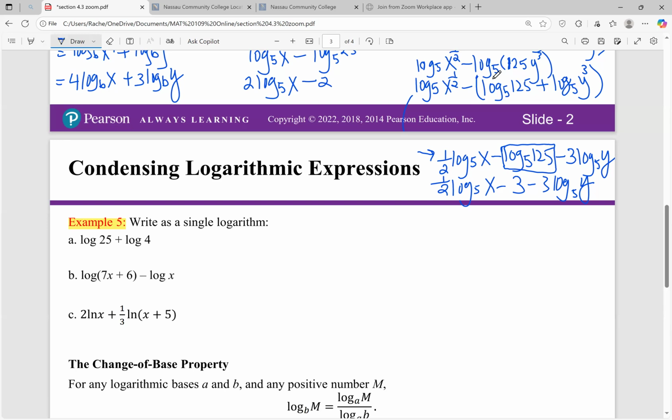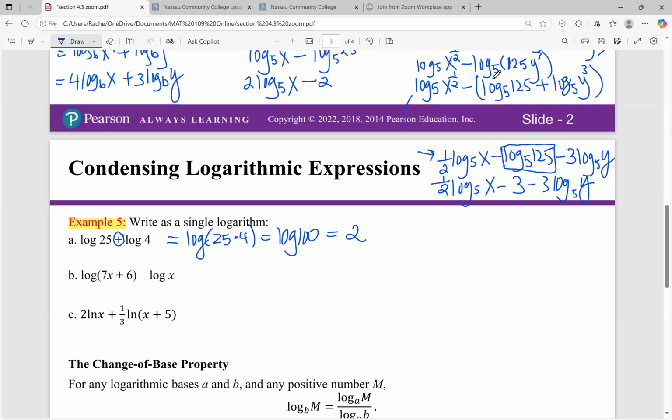So I have log base 10 of 25 plus log base 10 of 4. So remember, if we're going to add two logs that have the same base, we could rewrite it as one log and take the product. So this is going to be the log of 25 times 4, which is the log of 100. And the log of 100 is 2. So that actually simplifies to 2. So let's look at the next one.